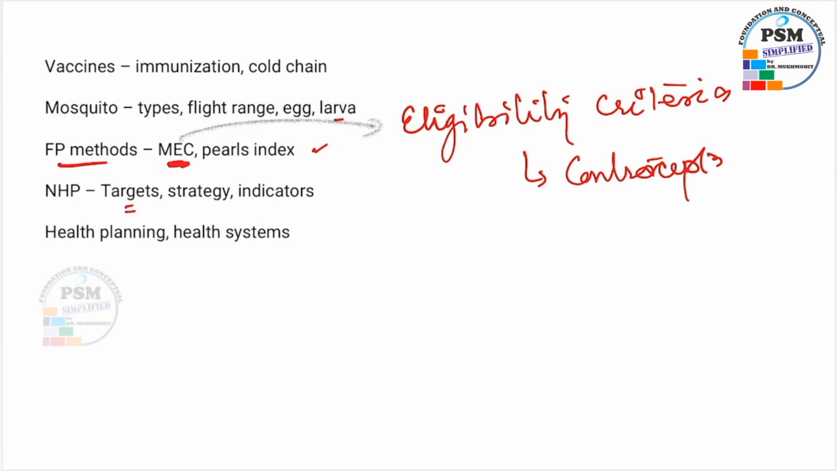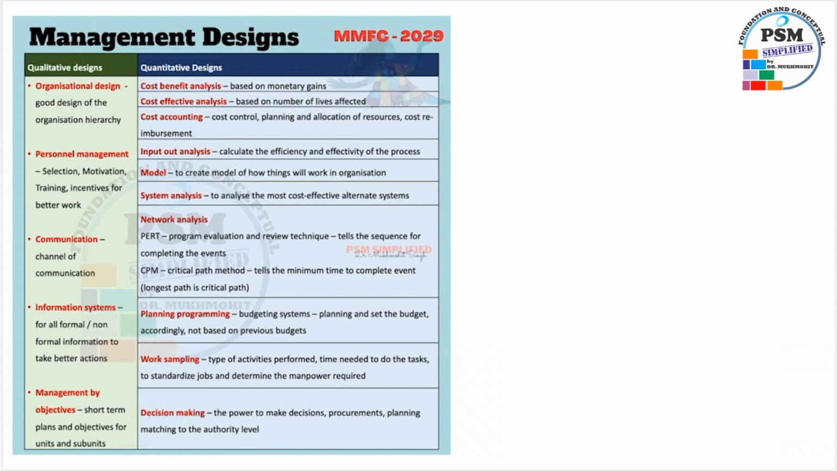National health programs, please remember all the targets, strategy, indicators, health planning and healthcare system. There are two types of management designs: qualitative or quantitative. Qualitative includes organizational designs, personnel management and communication, information systems and management by objectives. Quantitative designs include cost benefit analysis, where we talk about money gains; cost effectiveness, about lives saved; input output analysis, modeling analysis, system analysis, and network analysis, CPM, that is the minimum time to complete the event. CPM is the critical path method.